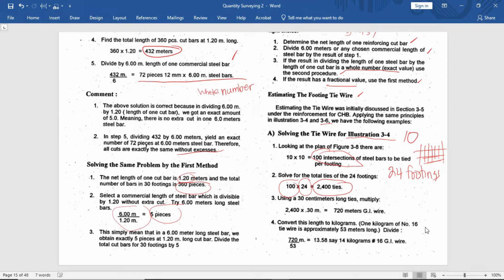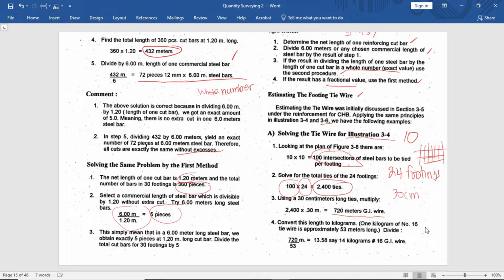After that, kasi ang gagamitin natin dito is length na 30 cm na ties. So, 2,400 times 0.3, 30 centimeters, convert lang sa meters, lalabas is 720 meters of GI wire. So, meron na tayong 720 meters of GI wire.